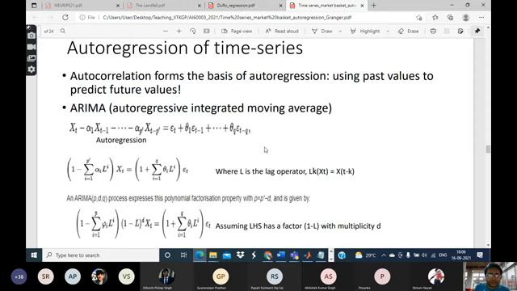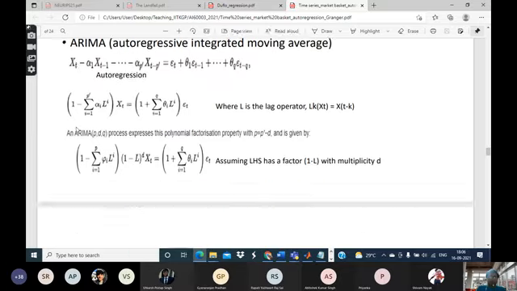So basically this is known as the auto regression, which is used for time series forecasting. It is based on the concept of linear regression, where we try to forecast the next values of a time series with the help of past values.